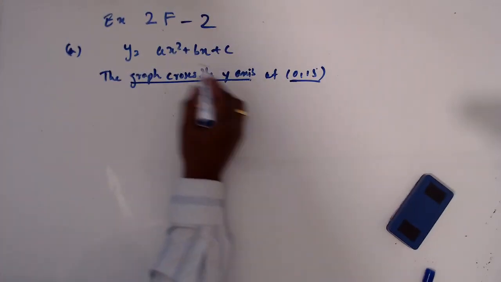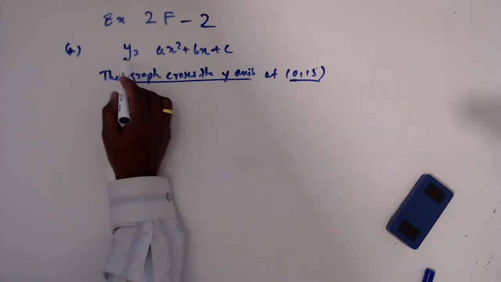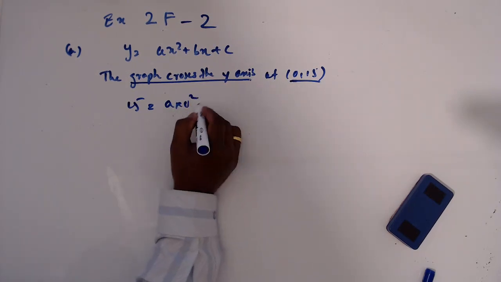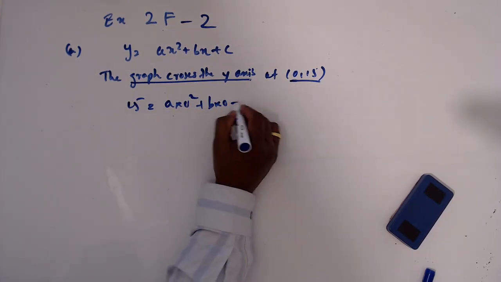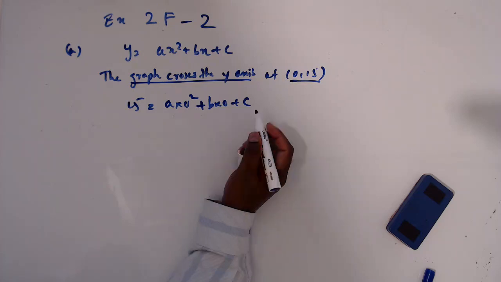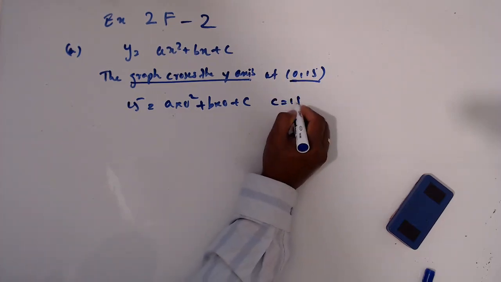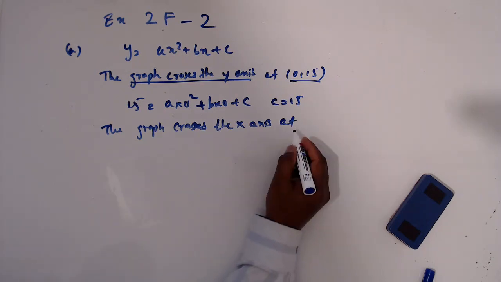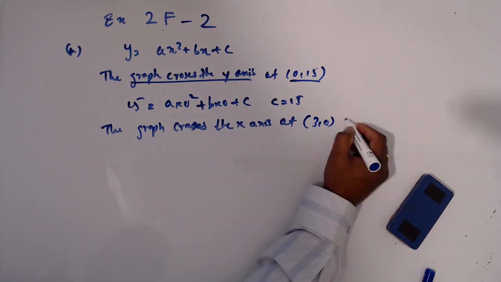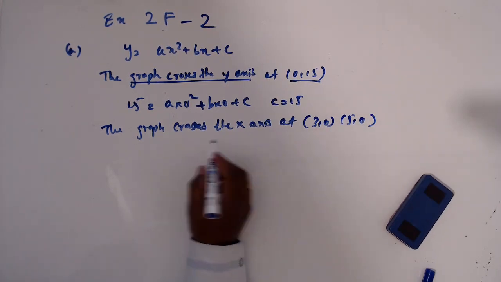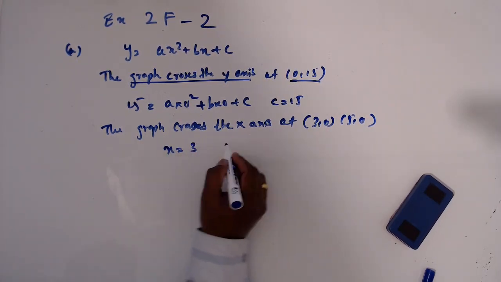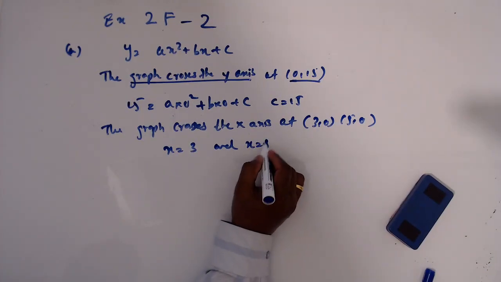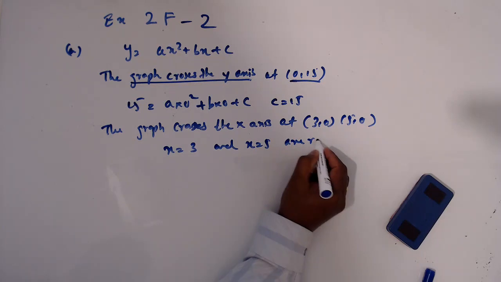So we'll substitute this value into this equation. So 15 equal a times 0 square plus b times 0 plus c. So c equal 15. The graph crosses the x-axis at 3, 0 and 5, 0. Then x equal 3 and x equal 5 are roots.